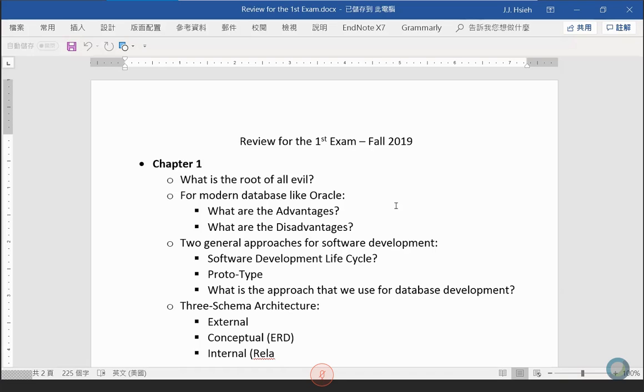So basically, the exam will include material from chapter 1, 2, and 4. No, chapter 3 will not be covered. Okay.